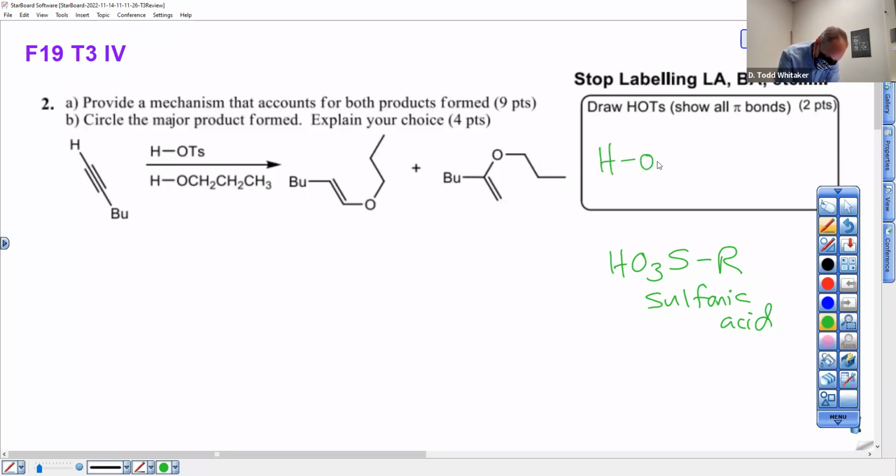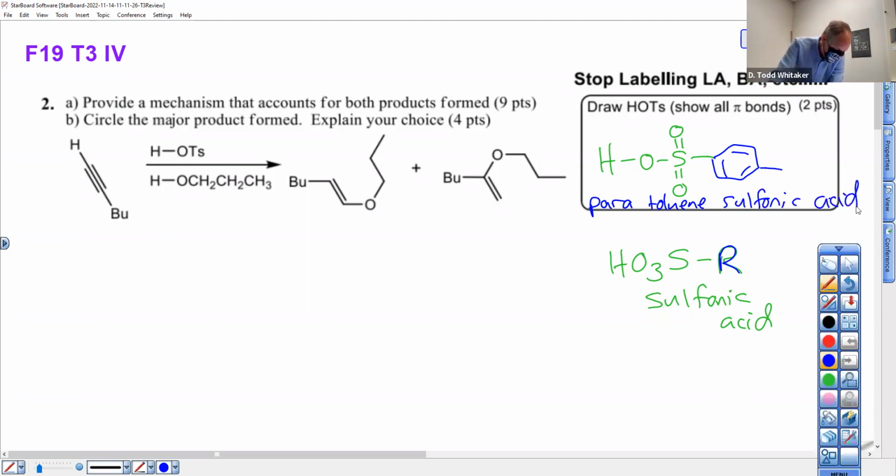Drawing out a sulfonic acid is always the same for the sulfur. Looks a lot like sulfuric acid. Then the R for toluene sulfonic acid is a toluene, which is methylbenzene, but it's a group, and it's a para. So it's the methyls as far away from the green as possible. That's what para means. Para toluene sulfonic acid. And it does whatever sulfuric acid does.